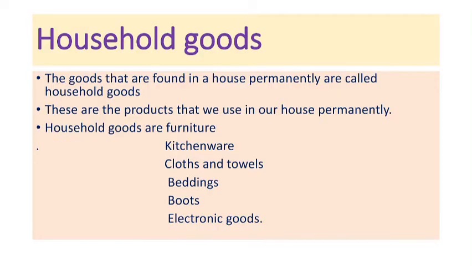Household goods. The goods that are found in a house permanently are called household goods. These are the products that we buy and use within our homes. Household goods are furniture, kitchenware, clothes and towels, beddings, tools, and electronic goods.